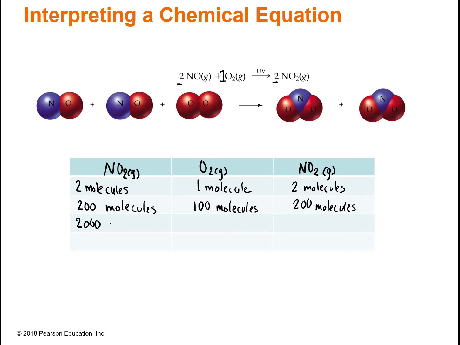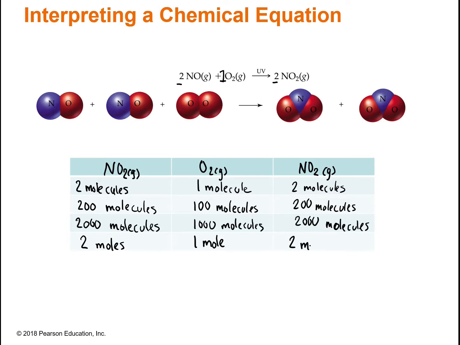Let's say you had 2,000 molecules. Then you would need 1,000 molecules of oxygen, and you would end up making 2,000 molecules of nitrogen dioxide. We can also talk about this in terms of moles. We can use the coefficients. Let's say that we have 2 moles of nitrogen monoxide and 1 mole of oxygen gas. We would make 2 moles of nitrogen dioxide.